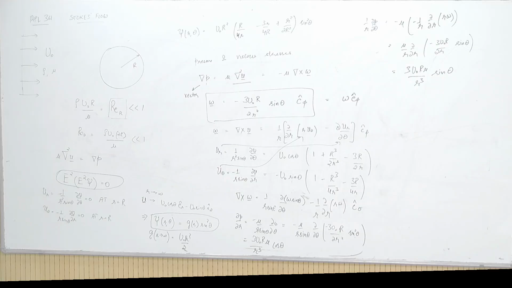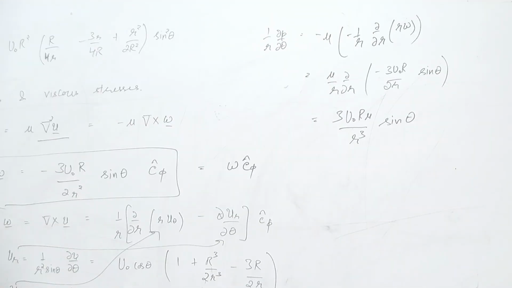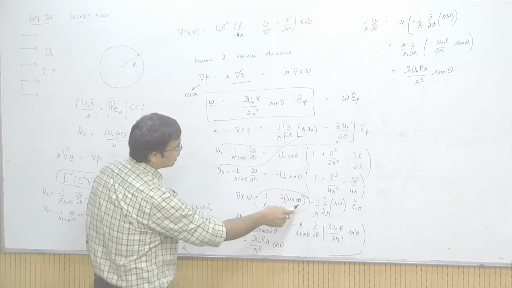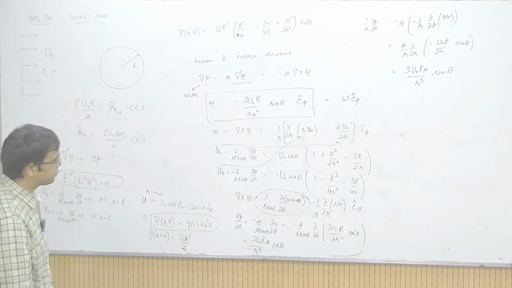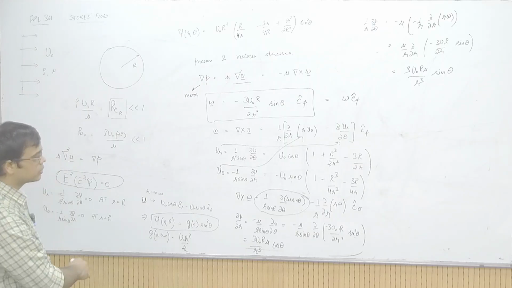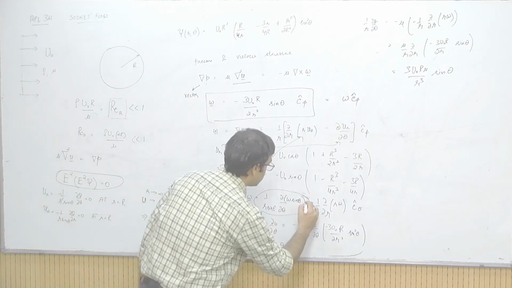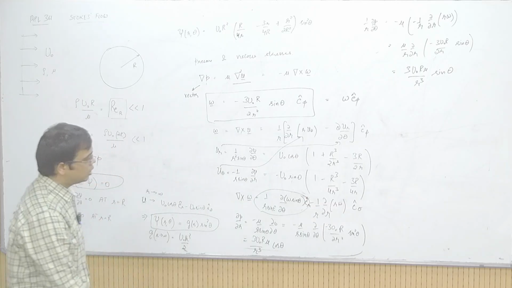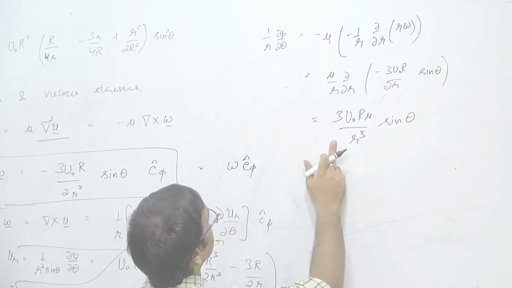Del by del theta of minus 3 u naught R by 2 r square sin square theta. So this is the definition, no? There's omega times sin theta. Omega already has a sin theta, so that's why sin square. That's exactly the mistake I also made. So this has to be e hat r, just to complete this. And so this is what we get for 1 by r del p by del theta.